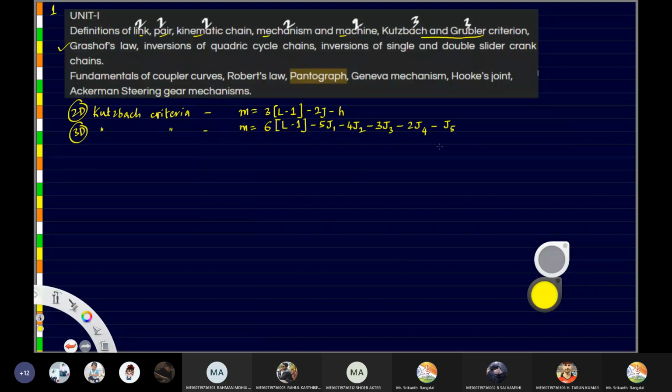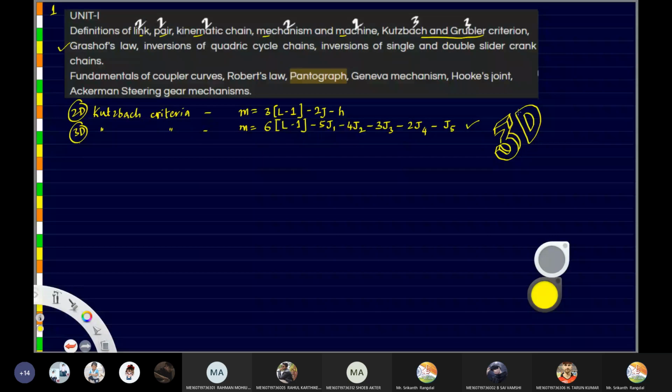Can anyone predict and tell me what this means? Why are we taking 6 instead of 3? That is the first question. As I told, this is for 3D. So in 3D, instead of taking 3, why are we taking 6? Can anyone tell me? There are 6 degrees of freedom. There are a total of 6 degrees of freedom.